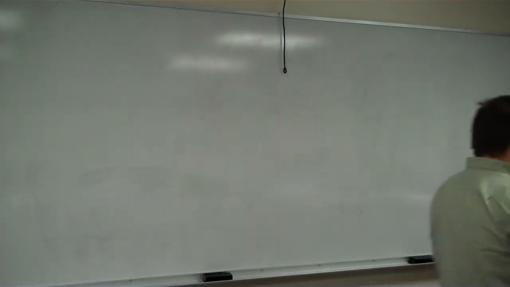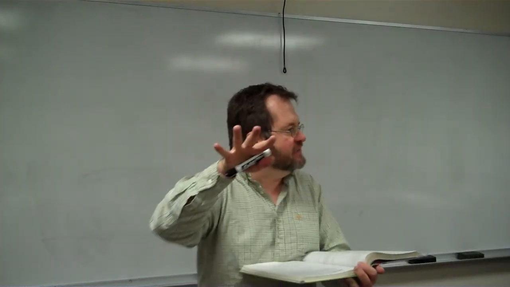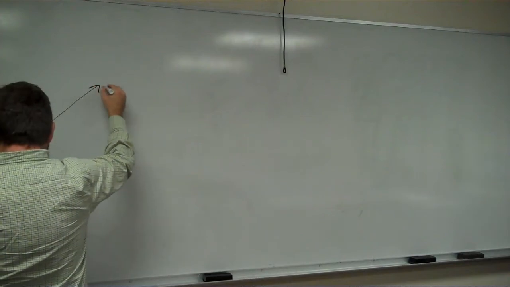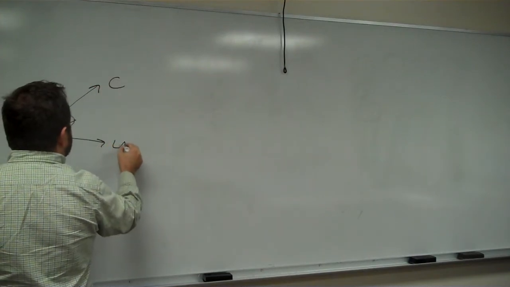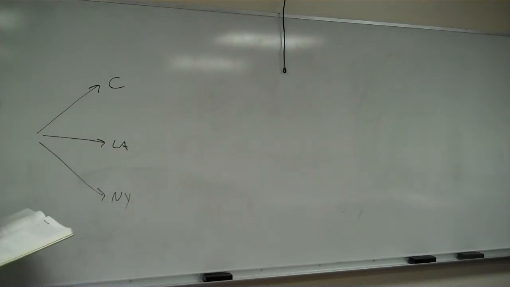That's a complicated problem, but we can make a tree diagram to start helping us understand what's going on. What they're saying here is we're mapping out the different ways this could go. They could go first to a plant in Chicago, or they could go first to a plant in LA, or they could go first to a plant in New York.